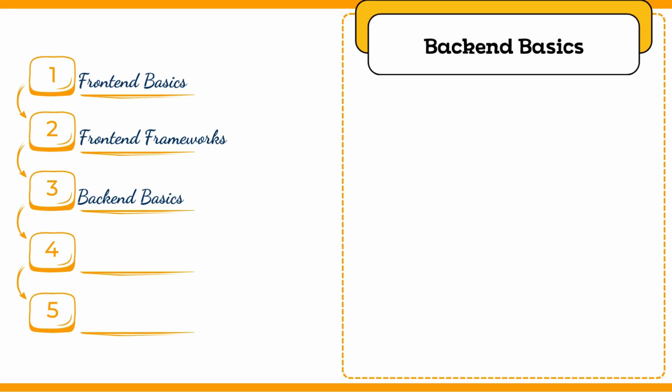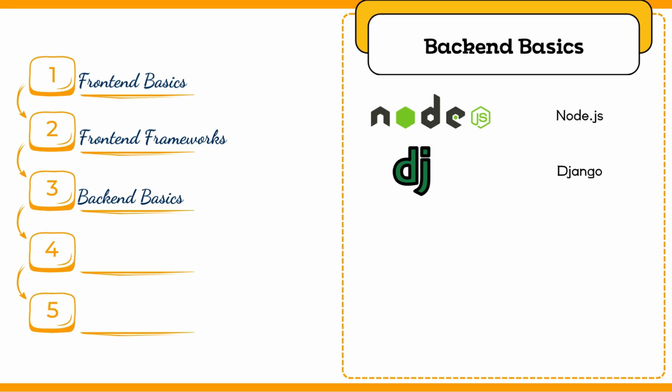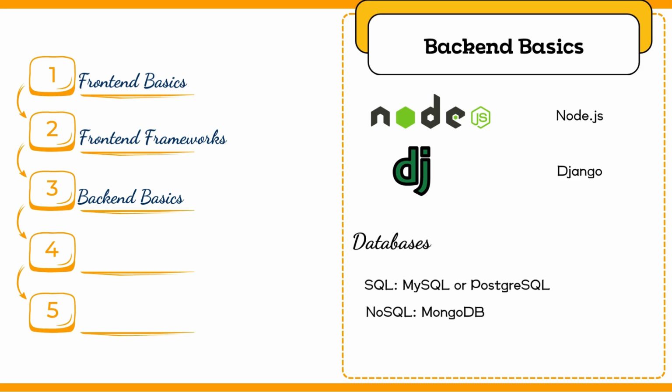Next up, Step 3, mastering backend development, the logic and data that power your applications. Start with a backend language. If you already know JavaScript, try Node.js. Prefer Python? Go with Django or Flask for their simplicity and flexibility. Then explore databases. For structured data, learn SQL with tools like PostgreSQL. For unstructured data, dive into NoSQL with MongoDB.